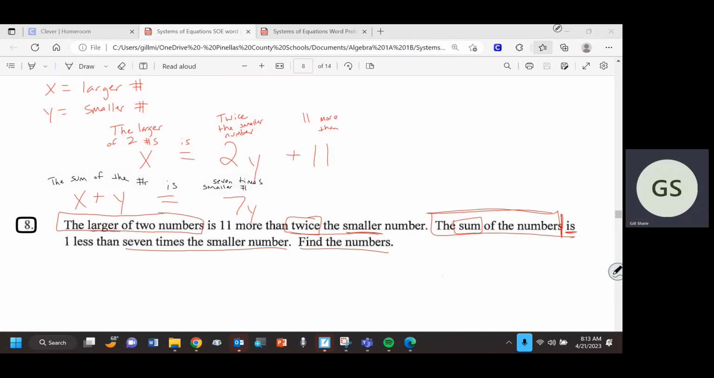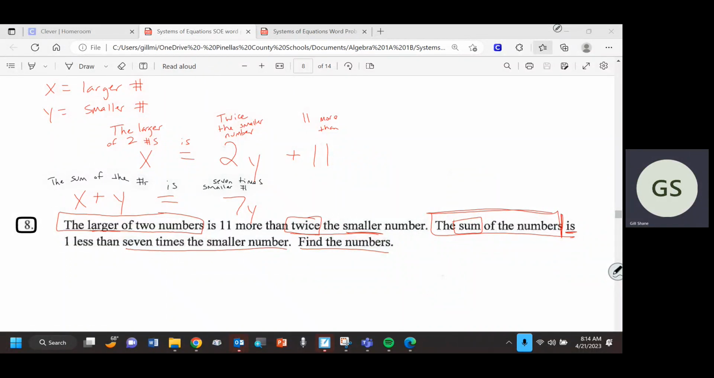So that's the 7 times the smaller part. Now I got to think about how to handle that last piece. It says the sum of the numbers is 1 less than 7 times the smaller number. So I've taken care of 7 times the smaller number. How would I handle 1 less than? Yeah, that would probably be subtraction. So now we're going to put subtraction in there. Where would I need to subtract to make the sides equal?